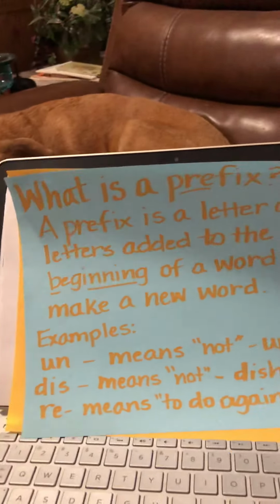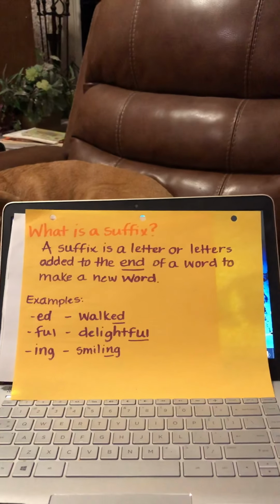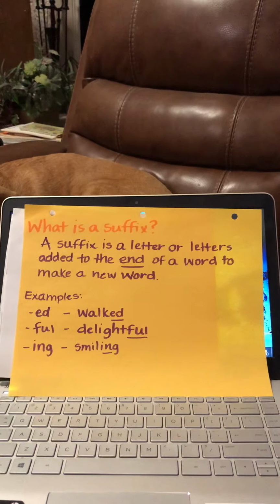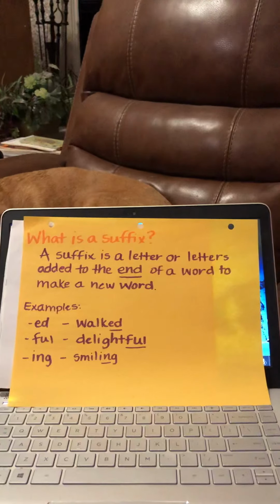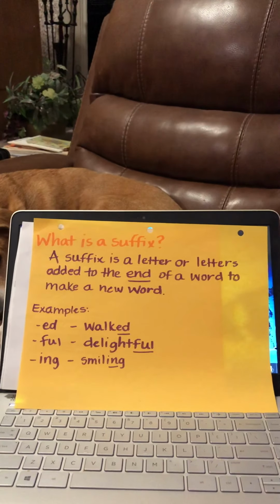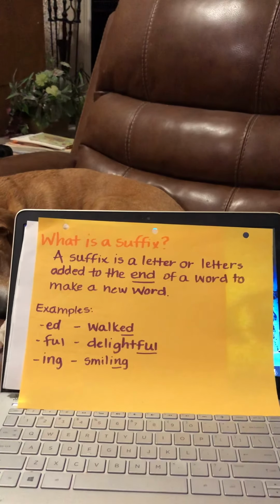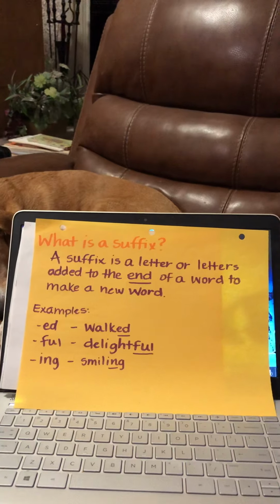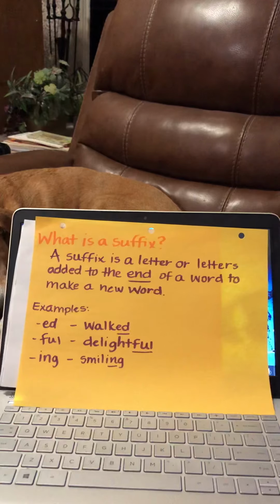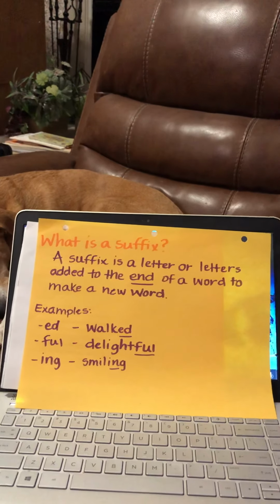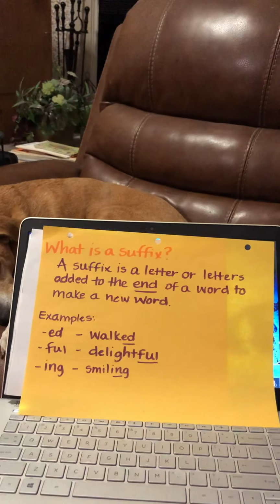In addition to prefixes, we're going to talk about some suffixes. And again, you might ask, Miss Ivy, what is a suffix? A suffix is a letter or letters that's added to the end of a word to make a new word. Remember, prefix is added to the beginning, and suffix is added to the end. I gave you again 3 examples of suffixes, although guys, there are many, many others.